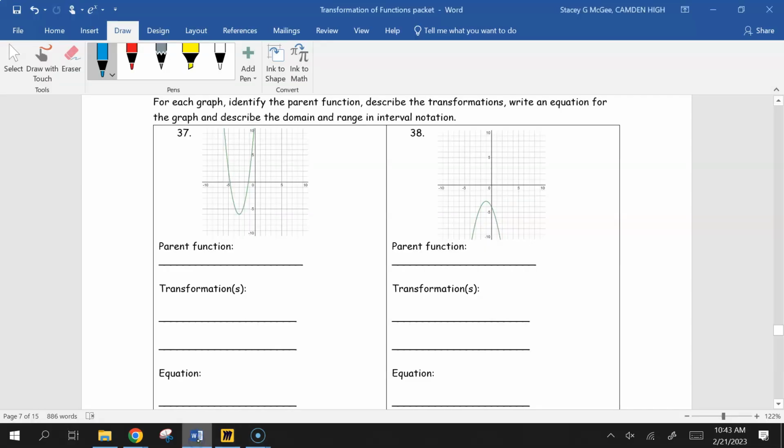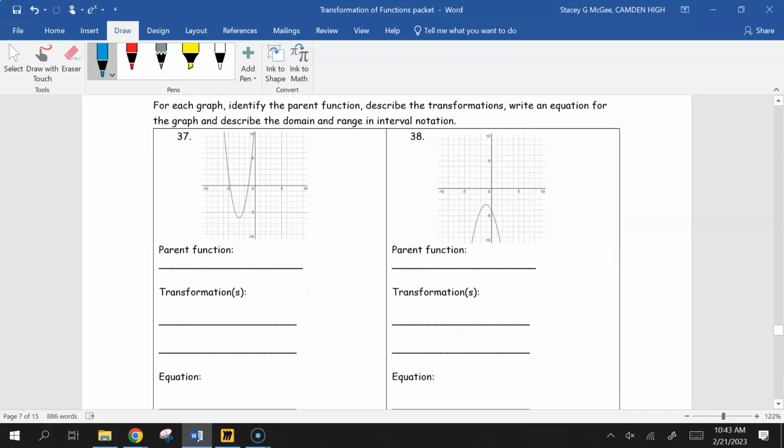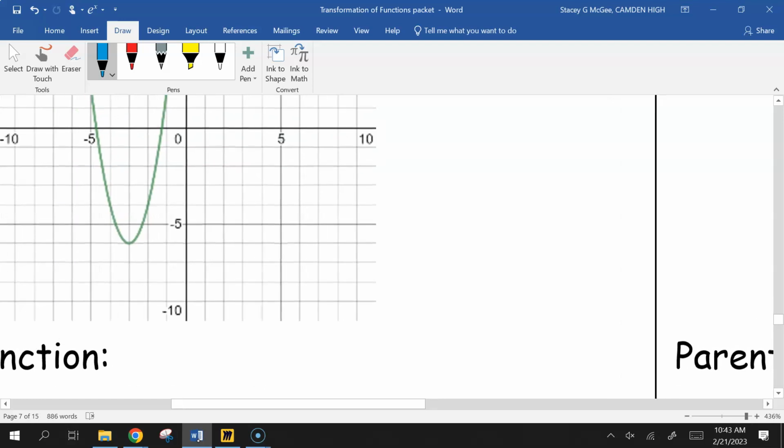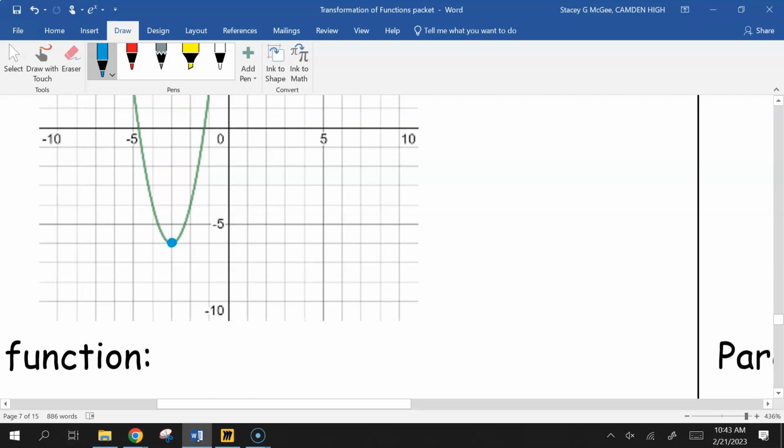So let's look at number 37 here. What do I mean by looking for the slope? If I go from the vertex, here's the vertex, right? It looks like the next point that's an actual even point that I can identify is this one. Do you agree?